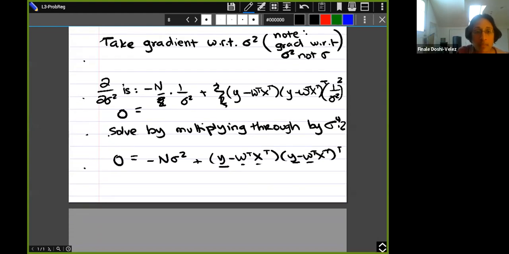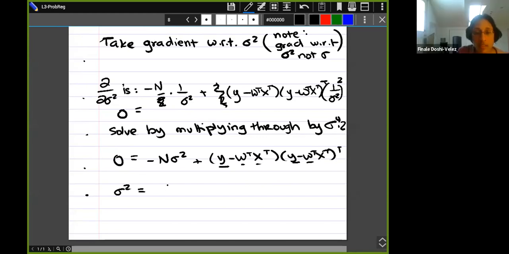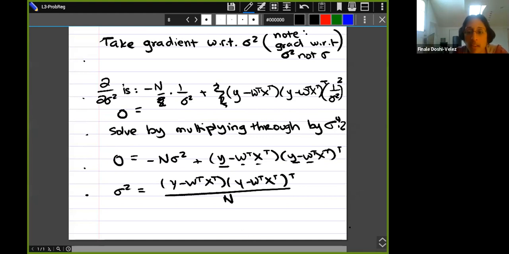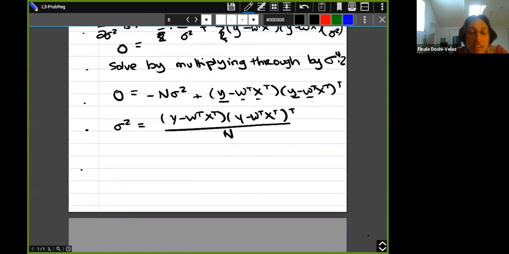So last step, let's just move some terms around, and we get sigma squared is equal to (y minus w transpose x transpose) times (y minus w transpose x transpose), over n. And let's stare at this a little bit now that we've done some of the grungy work getting through this derivation.